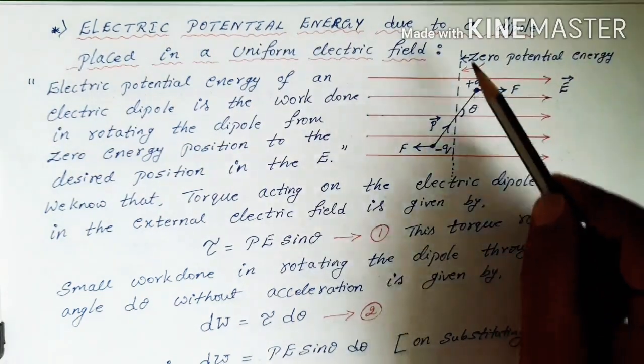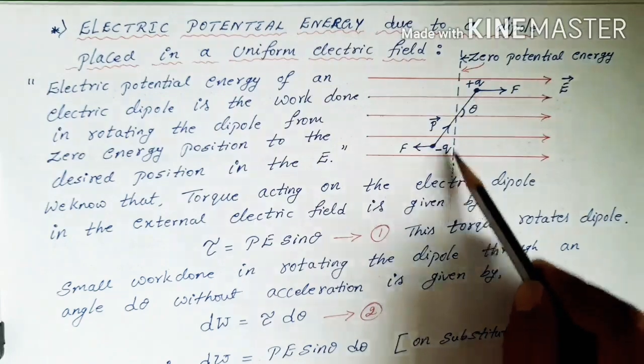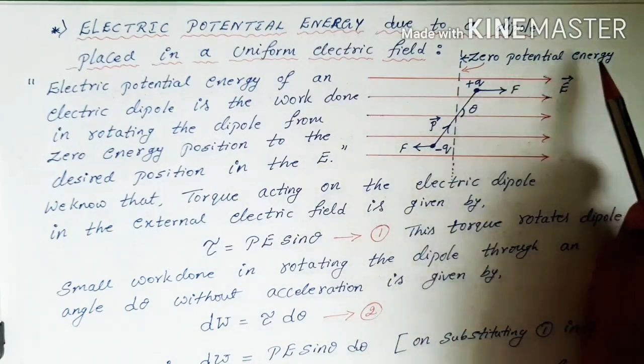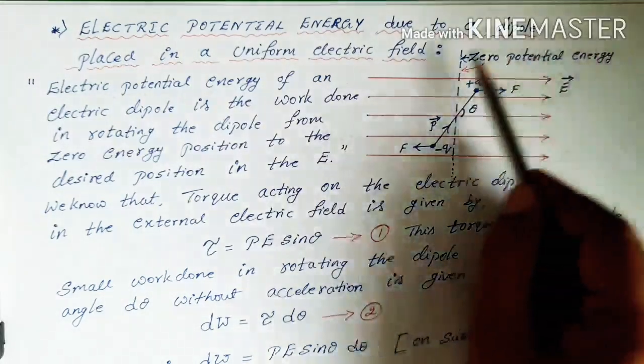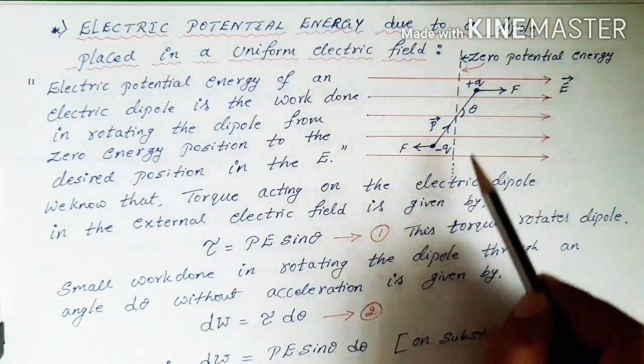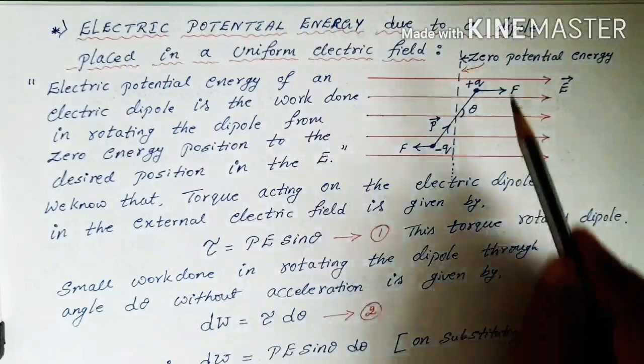Okay, you can see here the vertical dotted line that shows the zero potential energy position. Okay, we will discuss later how it is called zero potential energy and all. After the derivation, after the solution, you will come to know that.